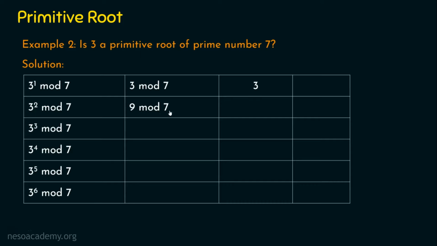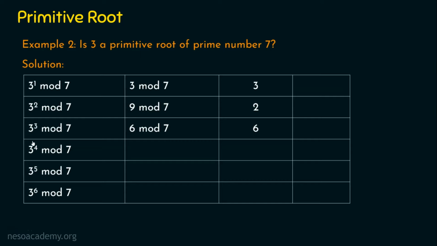So 9 mod 7, when you simplify this, we get 2 as the result. What is 3 power 3? So 3 power 3 can be 3 power 2 into 3 power 1, isn't it? We got 3 power 2, which is 2. We got 3 power 1, which is 3. So 3 power 3 can be 2 into 3, right? So 2 into 3 is 6. So we get 6 mod 7. So 6 mod 7 means the remainder is 6.